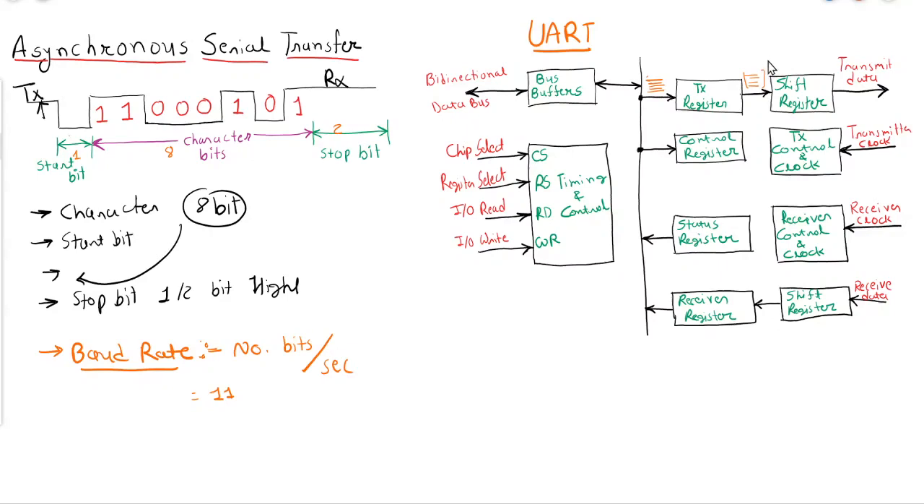Okay, so there are basically four: parallel input parallel output, serial input serial output, parallel input serial output, and serial input parallel output. So here the shift register will take the parallel input and it will send the serial output. Okay, now next thing, how the receiver will receive the input. So it will be reversed to this.